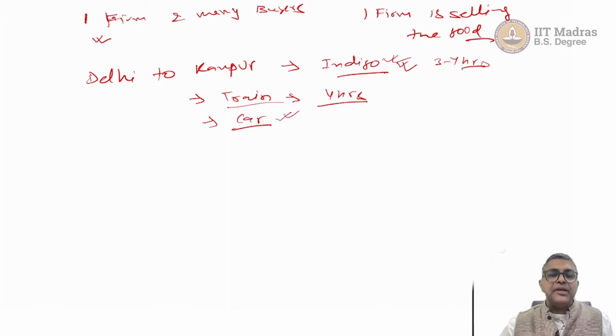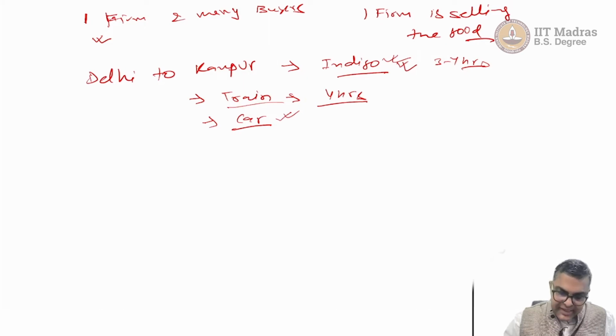So you have to be very careful how you define the good. It's just the flight or travel from Delhi to Kanpur. If you define the good very narrowly, then you will get a smaller number of firms operating in the market. If you define your good very broadly, then of course you cannot get a monopoly. So that is a very conscious choice that you have to make. That's a modeling technique that you have to figure out, which way you want to go.